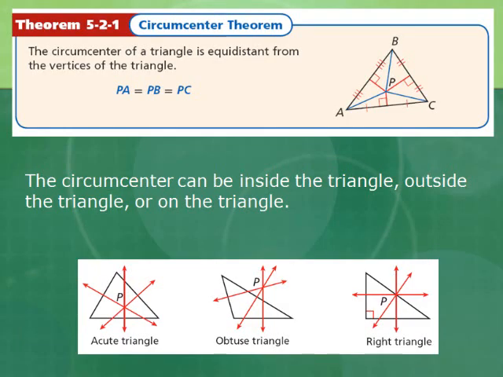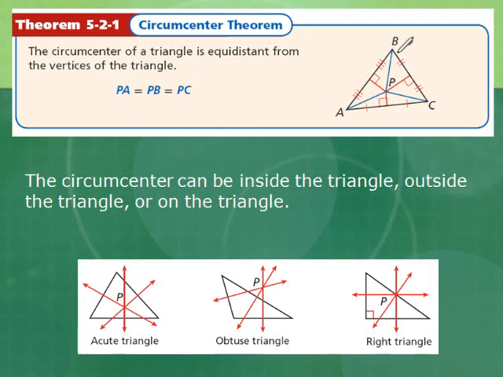Okay, we have theorem 5-2-1, which is the Circumcenter Theorem. Now, we just talked about the perpendicular bisectors on the previous slide. These are lines that are perpendicular to the side, and they bisect it. Notice the two markings here, which means both of these segments are congruent. So if you draw your perpendicular bisectors, where those three lines cross, that's the point of concurrency.